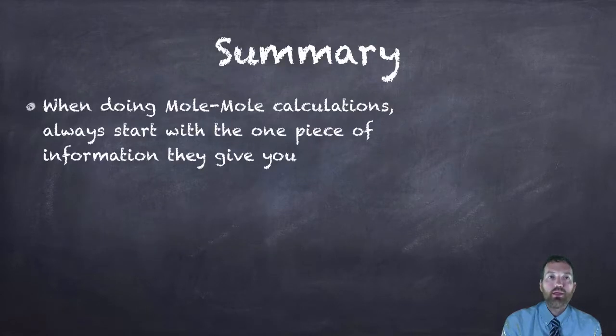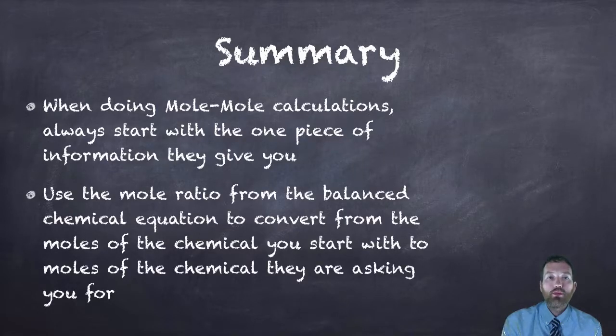So in summary here, when doing mole-mole calculations, always start with the one piece of information that they give you, and then use the mole ratio from the balanced equation to convert from the moles of the chemical you start with to the moles of the chemical they're asking you for. And if you write your units and labels every time and cross off as you go, this should be no problem for you.